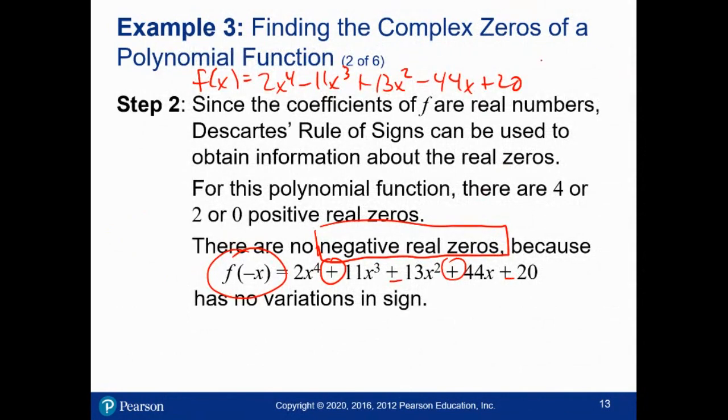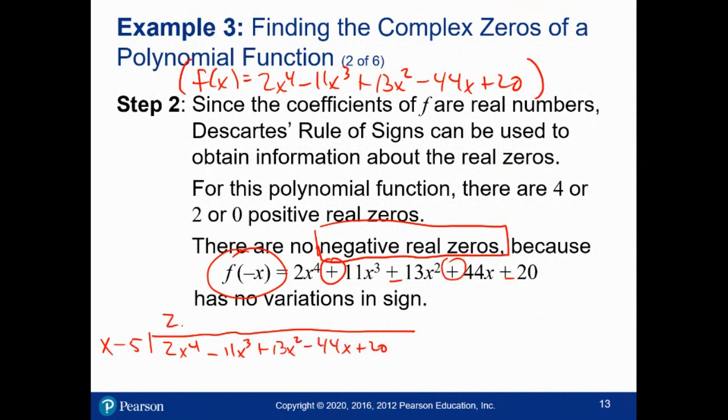2x to the fourth minus 11x cubed plus 13x squared minus 44x plus 20. We already know x minus 5 is going to be a factor, so let's do the division. This has to be multiplied by 2x cubed. That gives me 2x to the fourth and minus 10x cubed. When I do this subtraction, I get 1x cubed, so I'm going to need to multiply this by x squared. That gives me x cubed minus 5x squared. When I do this subtraction, I'm left with 18x squared.